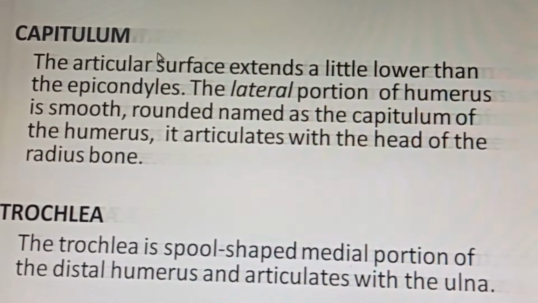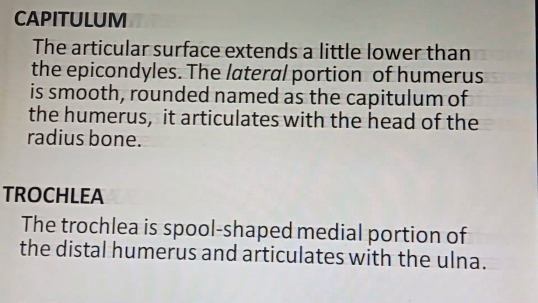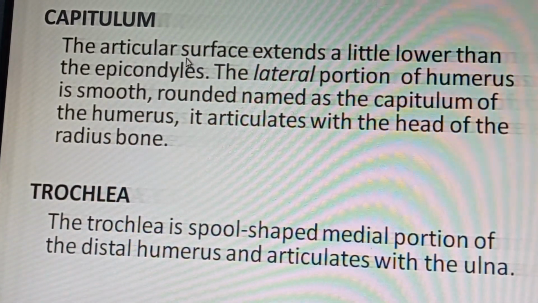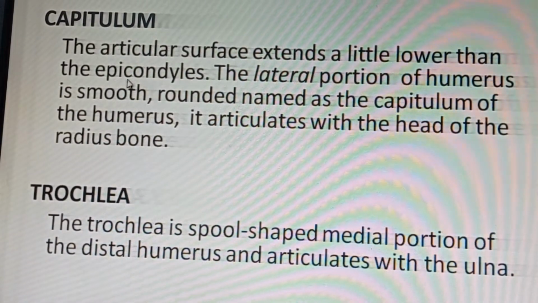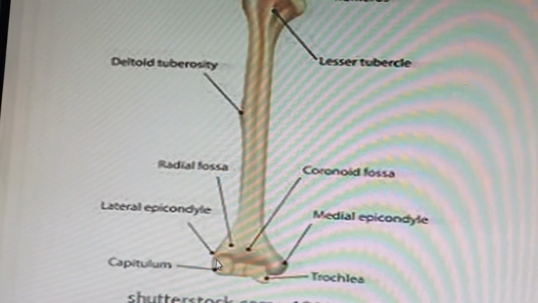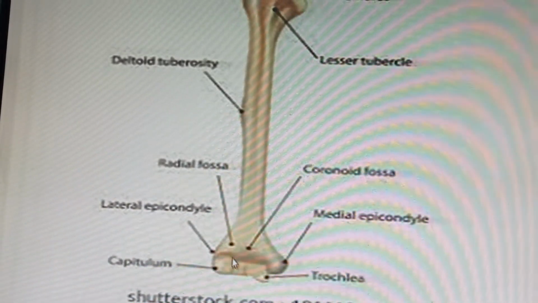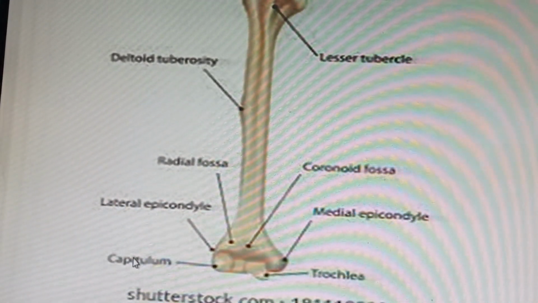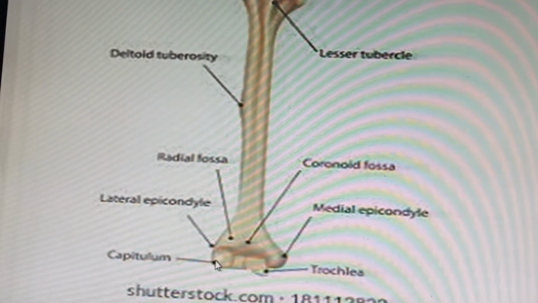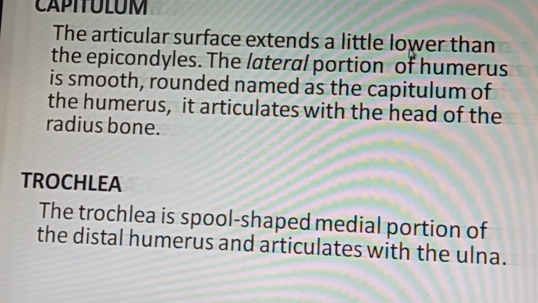After the medial and lateral epicondyles, we come to the next bone markings, the capitulum and trochlea. The capitulum is basically a rounded articular surface. It is present lower than the epicondyle. If you see in the picture, this is the lateral epicondyle. Below the lateral epicondyle, there is a rounded structure. We call this rounded structure the capitulum. It also gives attachment to muscles. So it is an articular surface present below the epicondyle.